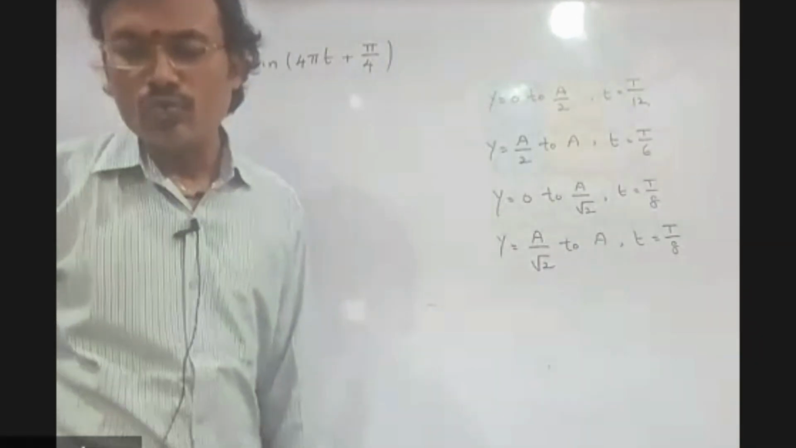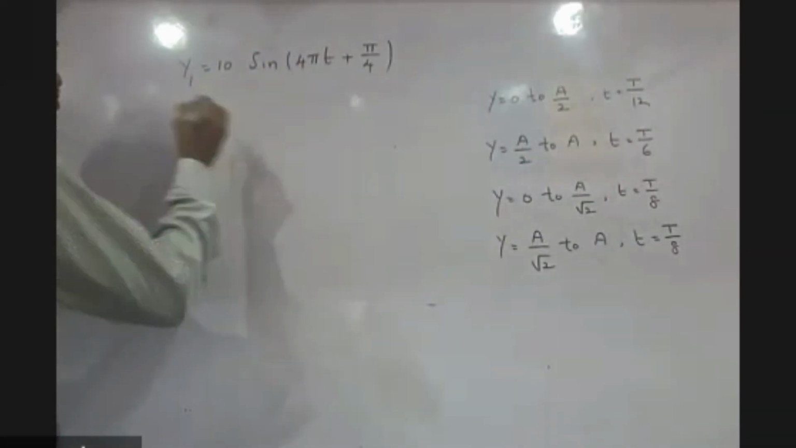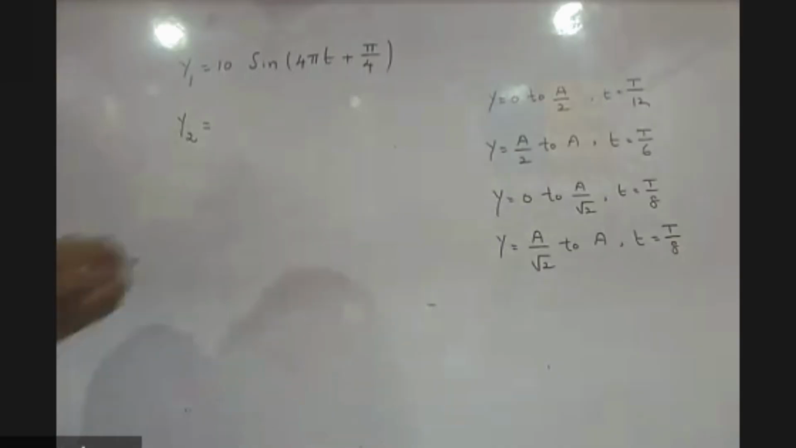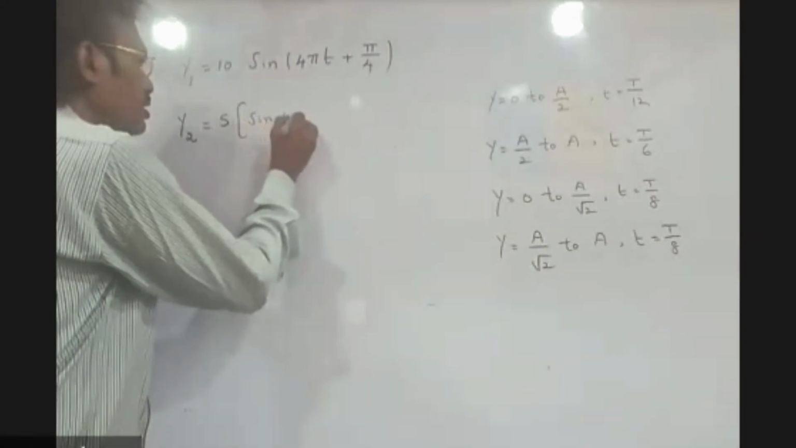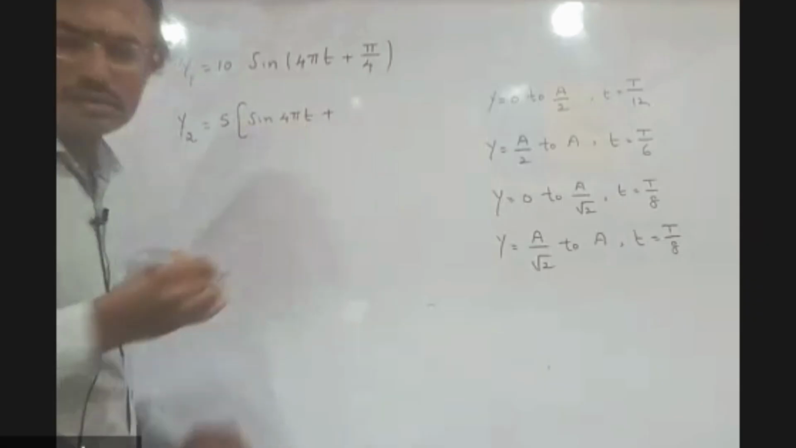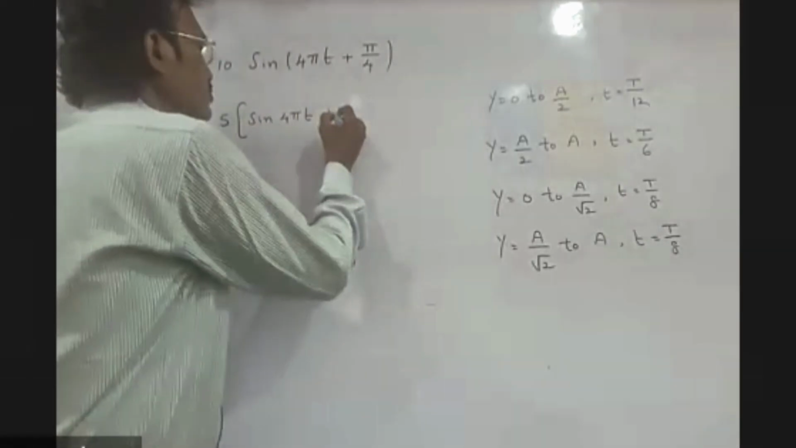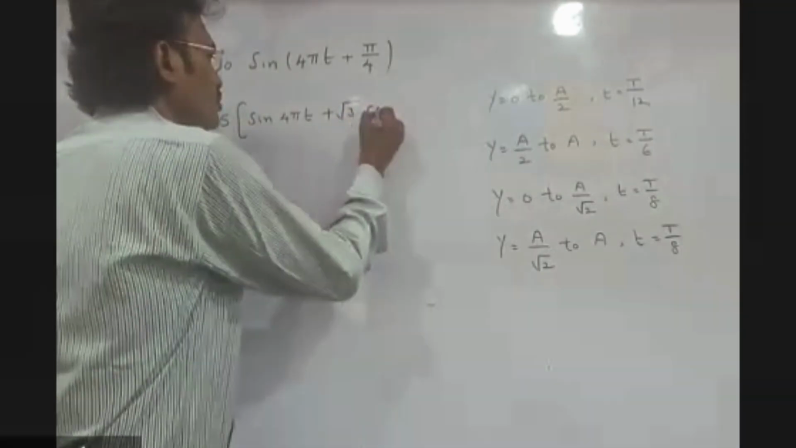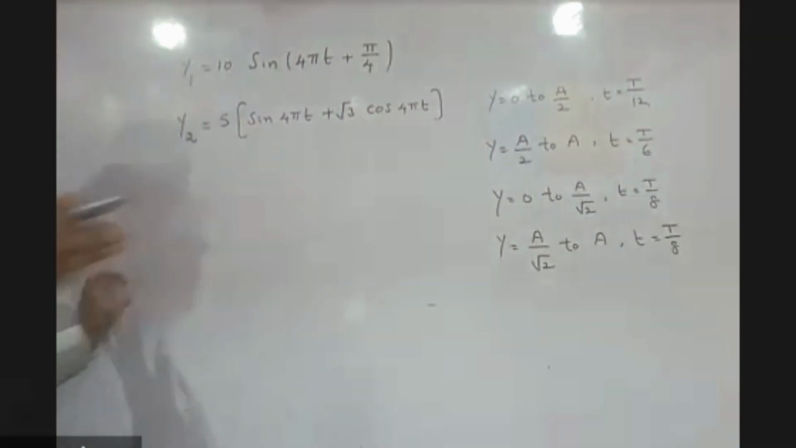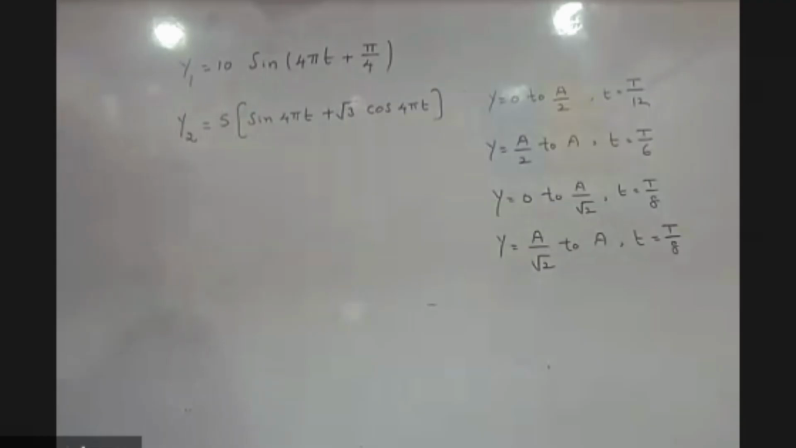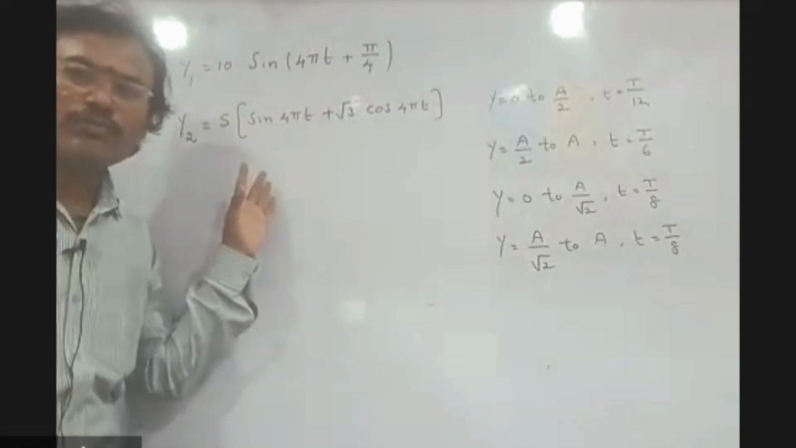and y2 equal to 5 sine 4 pi t plus root 3 cos 4 pi t. So these are the two equations given in the problem.